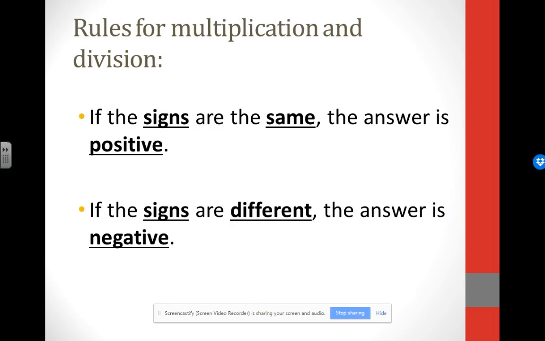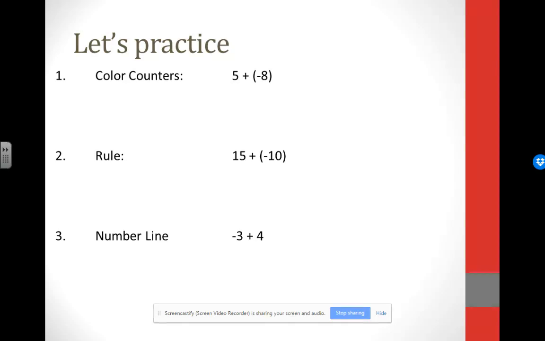One thing that we have to really think about as we approach a problem with integers is to decide which filing cabinet we're going to look at. When we look at a problem, is it going to be an addition and subtraction filing cabinet, or a multiplication and division filing cabinet? Those two rules are completely different. Once you identify the type of problem you're looking at, then you can go to that filing cabinet and pull out that rule.